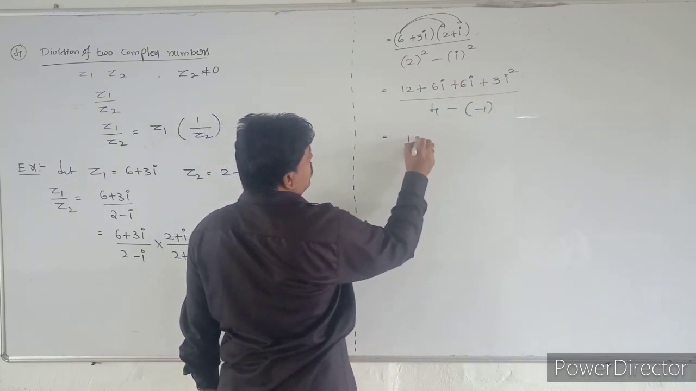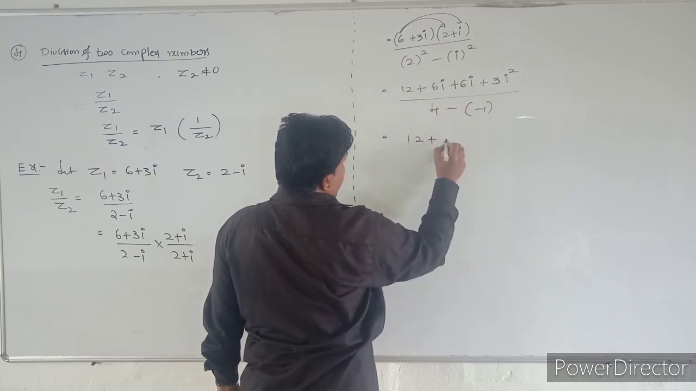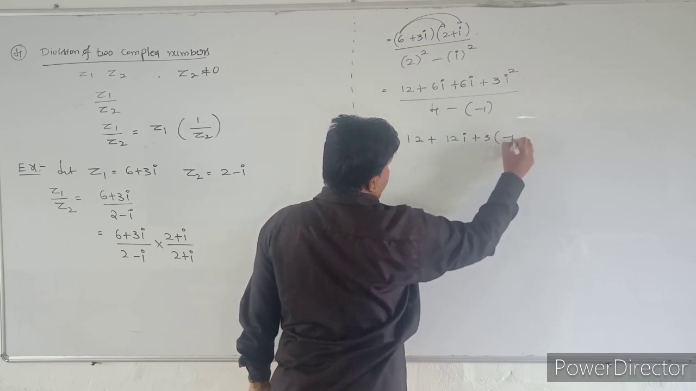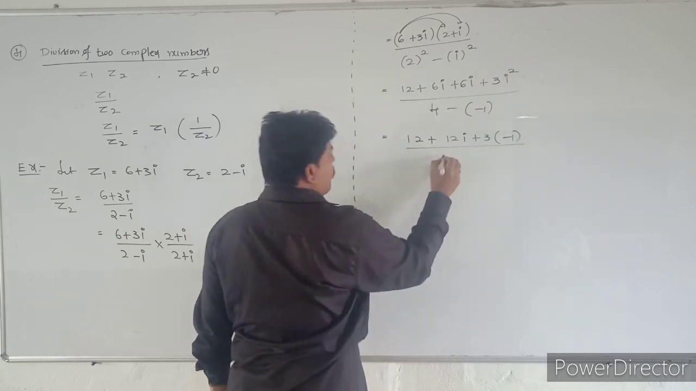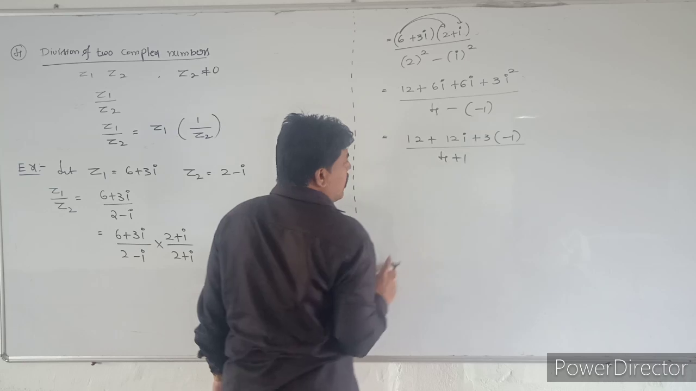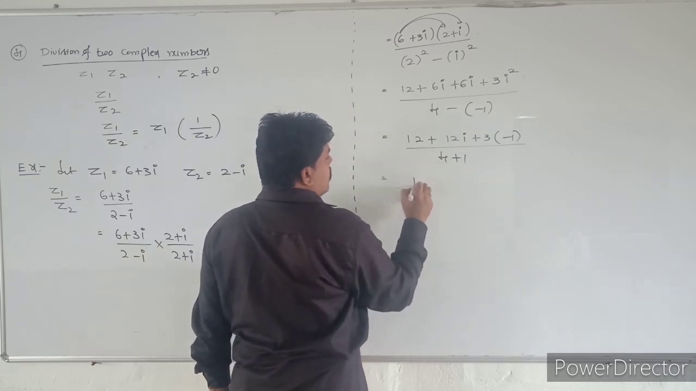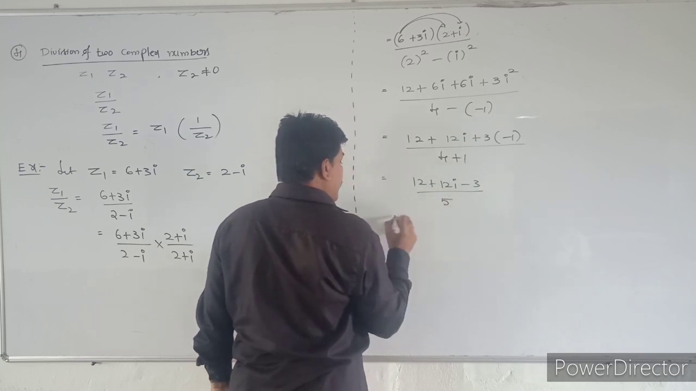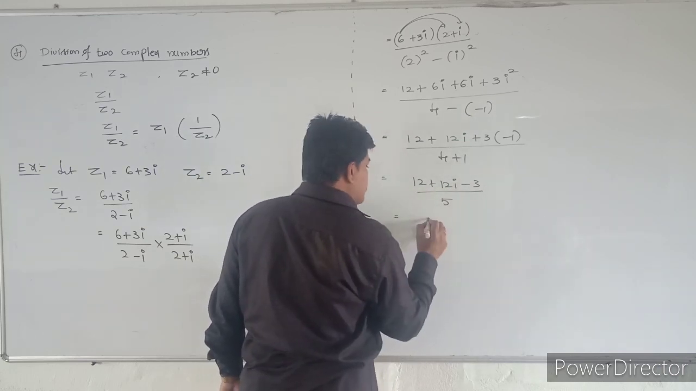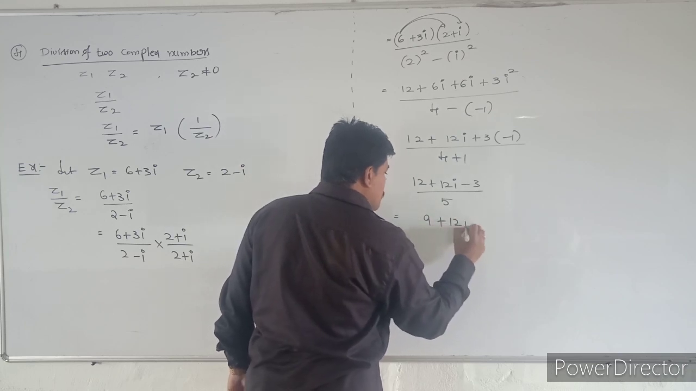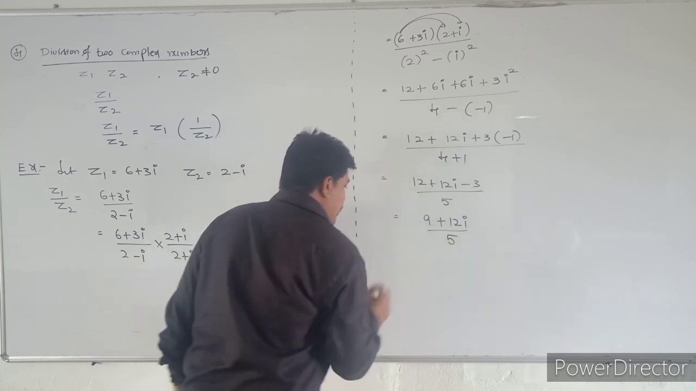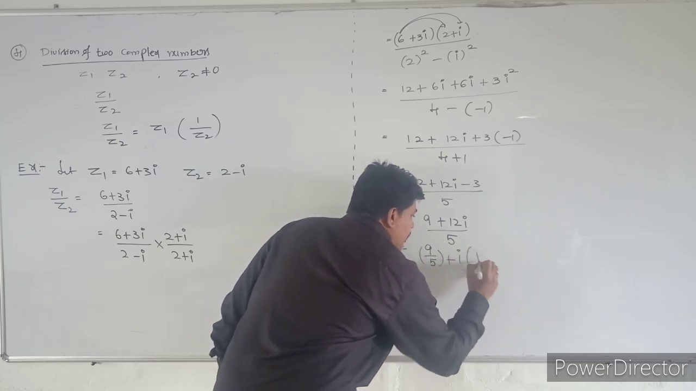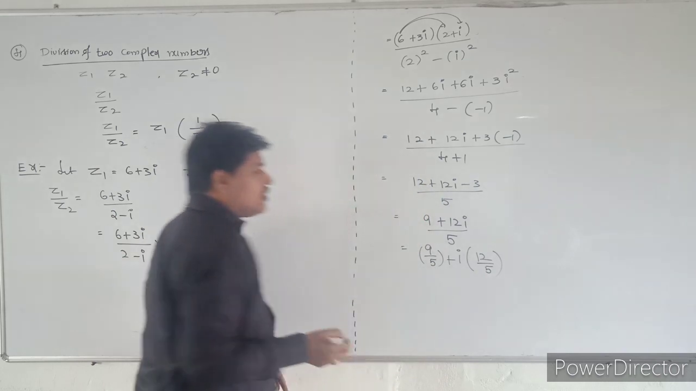So that implies 12 plus 6i plus 6i, that is 12i, plus 3 into i square, whose value is minus 1, divided by 4 minus of minus, which becomes plus 1. So that implies 12 plus 12i minus 3 by 5. That is 9 plus 12i by 5. You can write it in the form 9 by 5 plus i into 12 by 5. So this is the division.